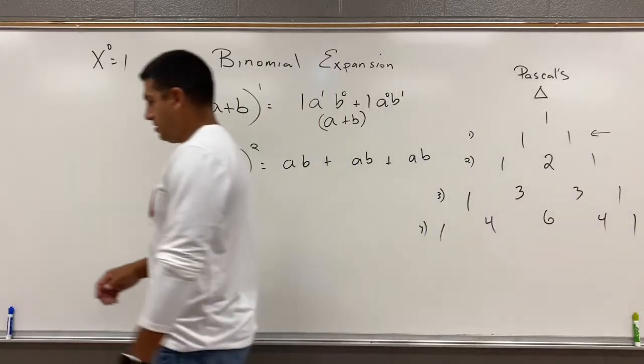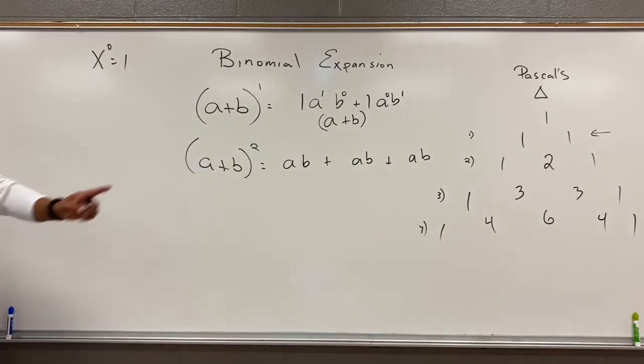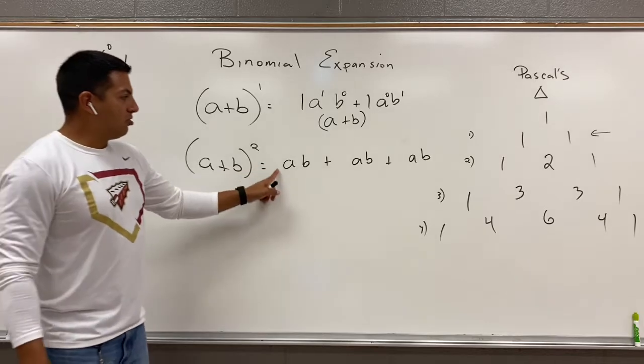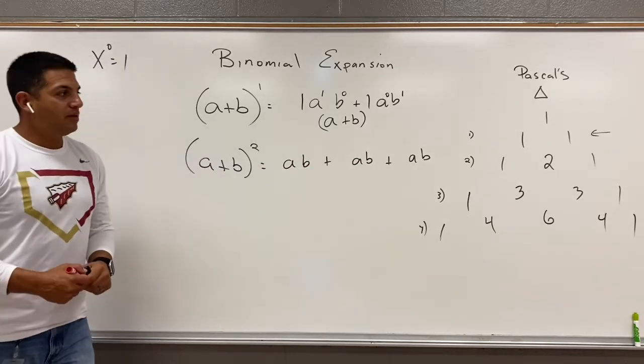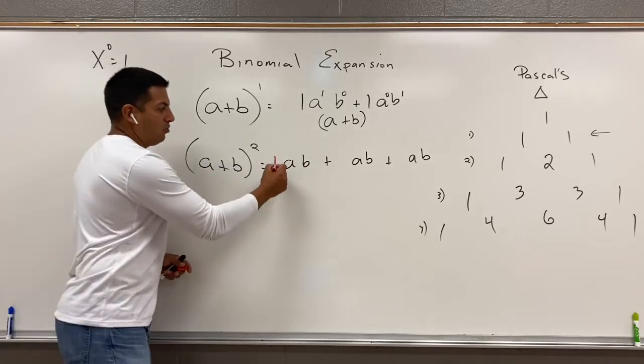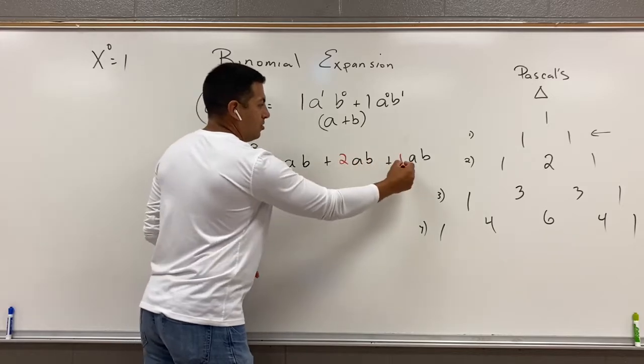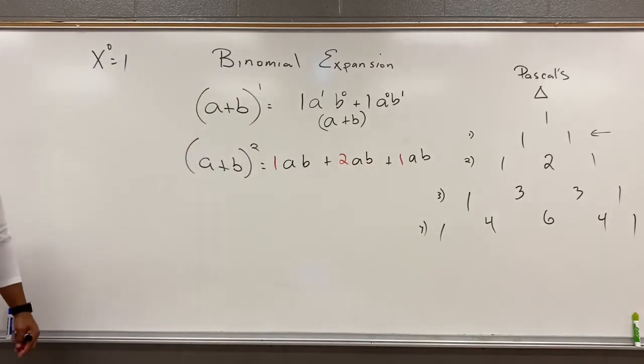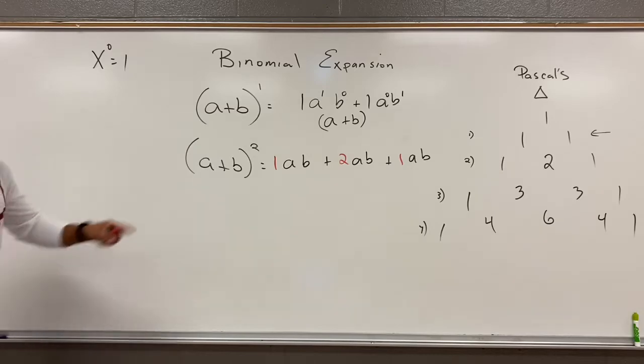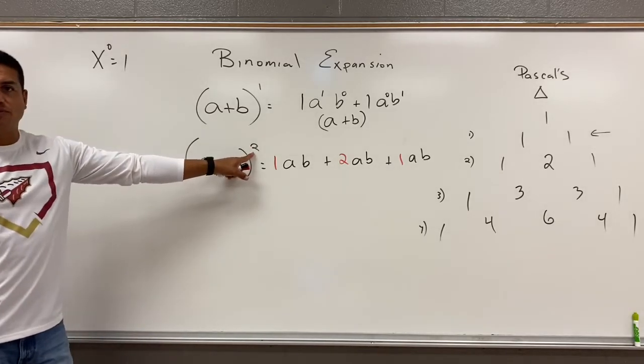Everybody with me? And we're going to use Pascal's triangle to tell us the coefficients of the numbers that go in front. So which ones are we going to use? 1, 2, and 1. You see it? Now, this is where you'll start to understand a little bit better how we're going to use the exponents. I'm using an exponent of 2.